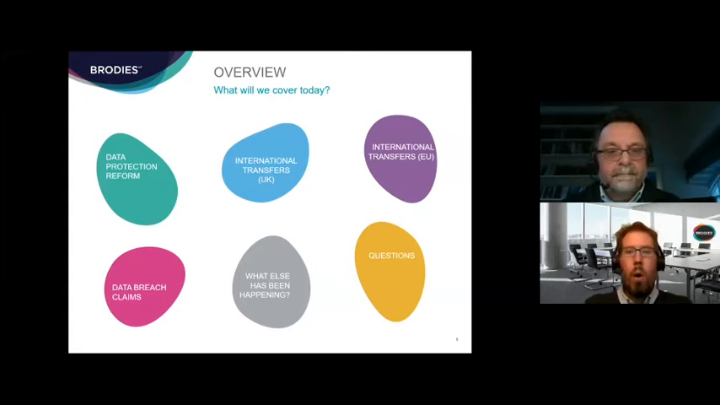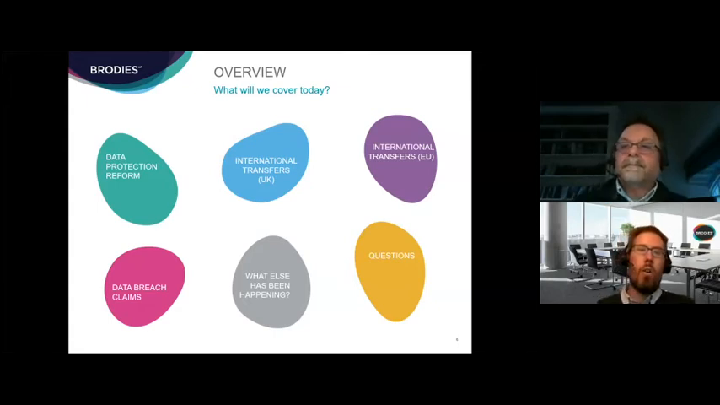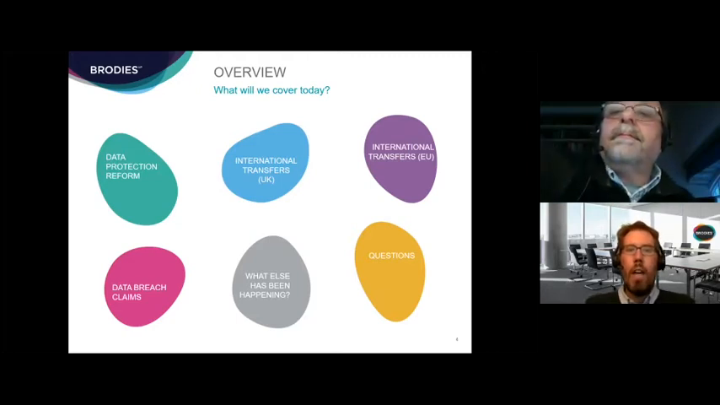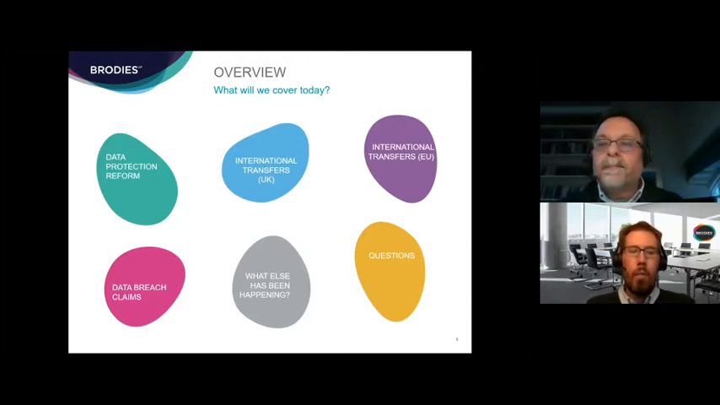So what we want to do today is talk a little bit about data protection reform. You'll be aware that the Department for Digital, Culture, Media and Sport has proposed changes to UK data protection law. So I'll kick off by talking a bit about proposed data protection reform. I'm then going to hand over to Grant, who is going to talk about international transfers, and he's going to cover that both in relation to what's going on in the UK, but also the EU as well, and that will follow on from our previous updates where we talked about changes in the EU side.